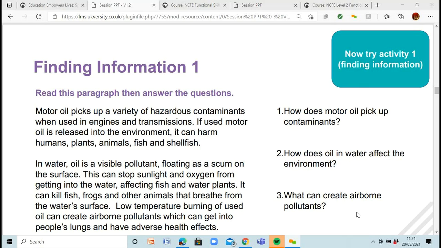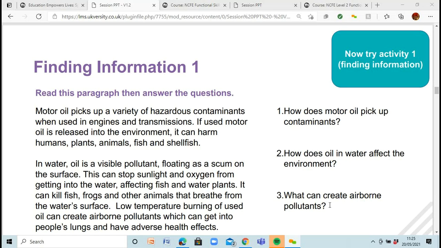And then last question, what can create airborne pollutants? It's the very last sentence, if you look. Low temperature burning of used oil. And what effect does it have on people? It affects people's lungs and has adverse health effects.